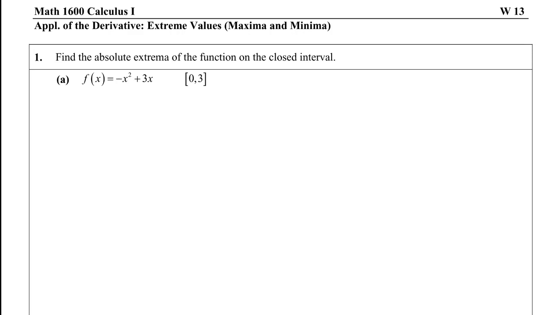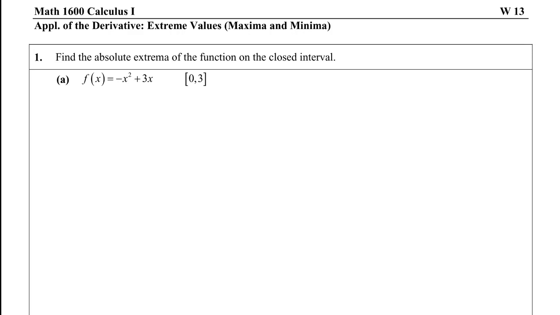Okay, let's take a look at this worksheet. We have a couple more examples here. Find the absolute extrema of the function on the closed interval. All right, so we do have a continuous function on a closed interval here, so we must have an absolute max and an absolute min.